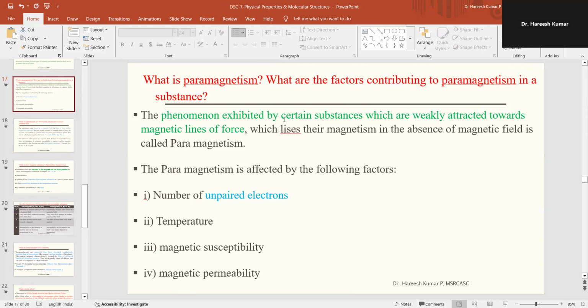The phenomenon exhibited by certain substances which are weakly attracted towards the magnetic lines of force, which lose their magnetism in the absence of a magnetic field, is called paramagnetism.